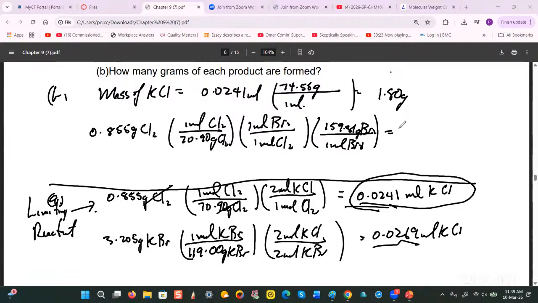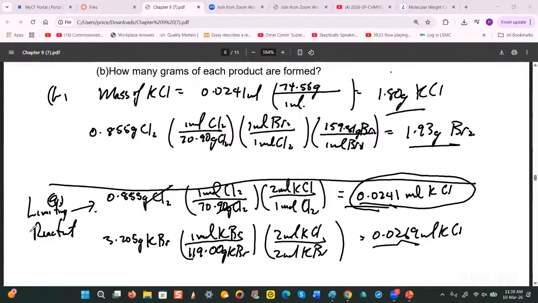So 0.855 divided by 70.9 times 159.81. And I got, please correct me if I'm wrong, 1.93 grams of bromine. All right, so this is for potassium chloride, and this is for bromine. So that answers the B part. Any questions about this? All right.